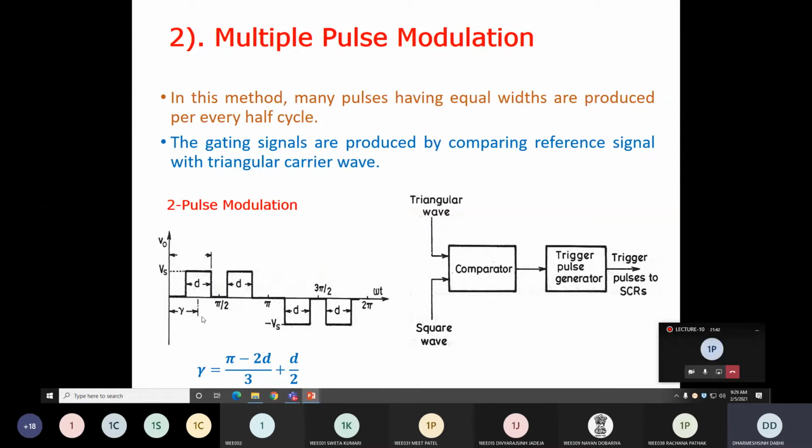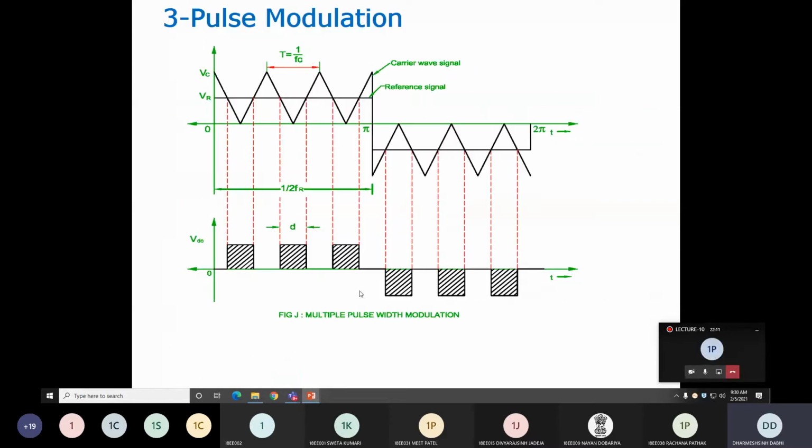Okay. So here you can see in this output voltage, suppose we assume this is gamma, so the width of gamma is (pi minus 2d) divided by 3, plus d by 2. This is the width from the center of this pulse to the start of this wave. This gamma equation will be useful to derive the value of each and every harmonic component. Let's see the Fourier analysis of this two pulse modulation technique. But before that, let's see the three pulse modulation technique.